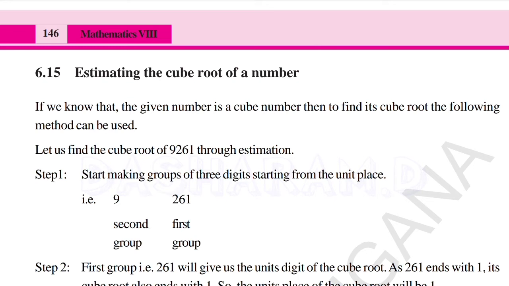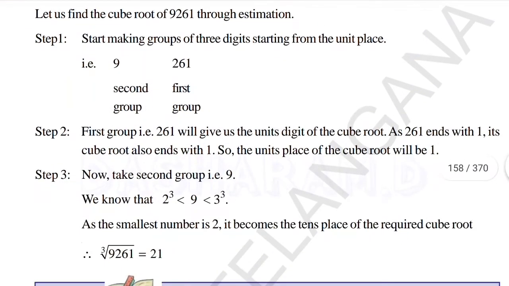This is step 1. Next, step 2: the first group, that is 261, will give us the unit digit of the cube root. As 261 ends with 1, its cube root also ends with 1. So the unit place of the cube root will be 1. Now take the second group, that is 9. We know that 2 cube is less than 9, which is less than 3 cube. So 9 lies between 2 cube and 3 cube, because 2 cube is 8 and 3 cube is 27.